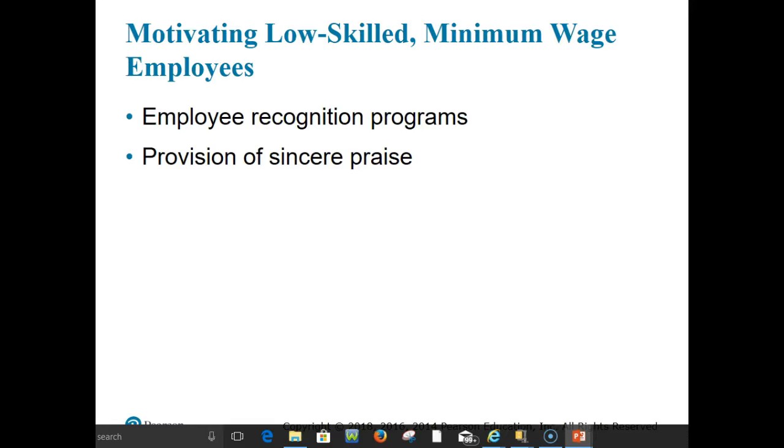So in motivating minimum wage employees, managers might look at employee recognition programs. Many managers also recognize the power of praise through these pats on the back. They must be sincere and given for the right reasons.